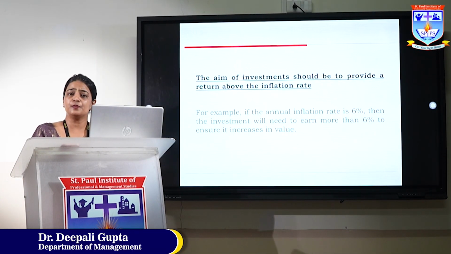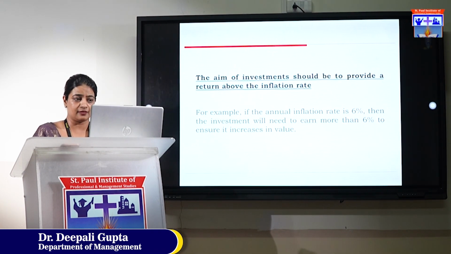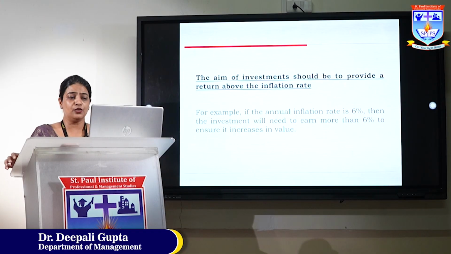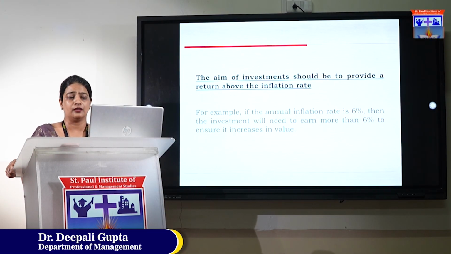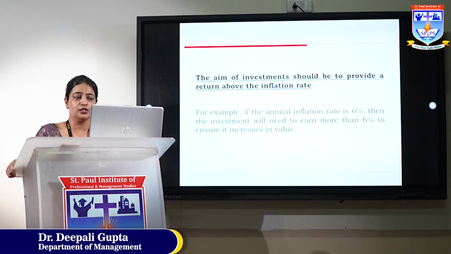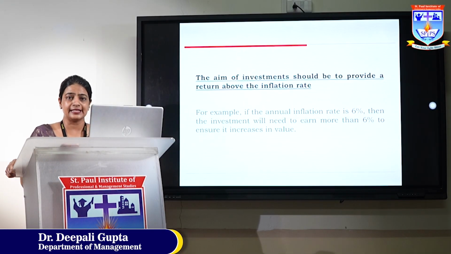The aim of investment should be to provide a return above the inflation rate. For example, if the annual inflation rate is 6%, then the investment will need to earn more than 6% to ensure it increases in value.